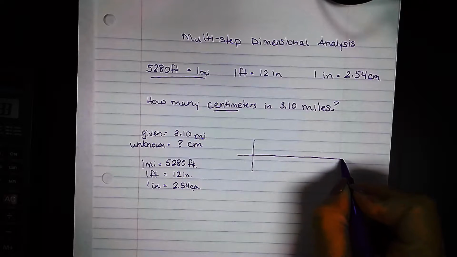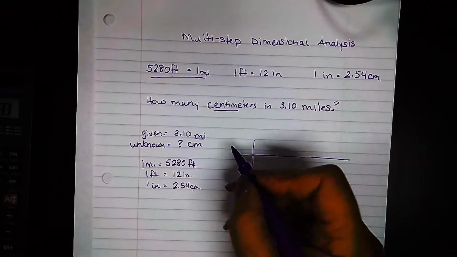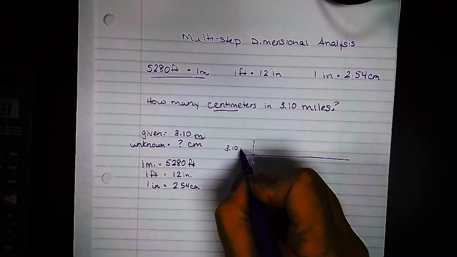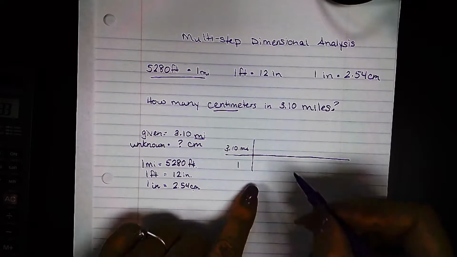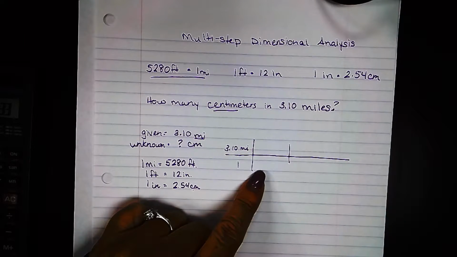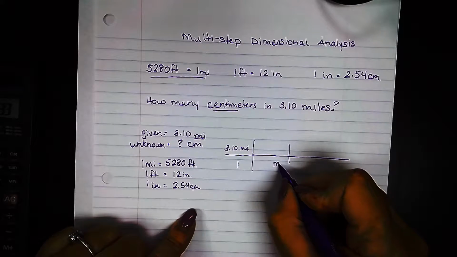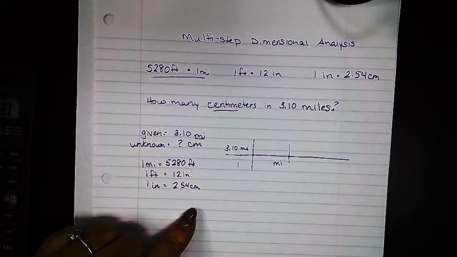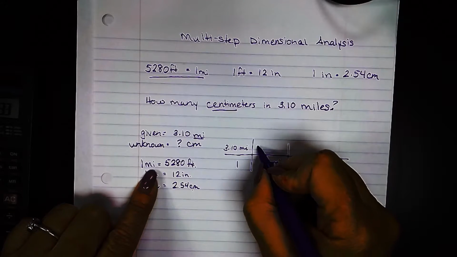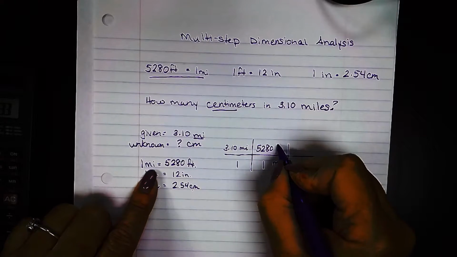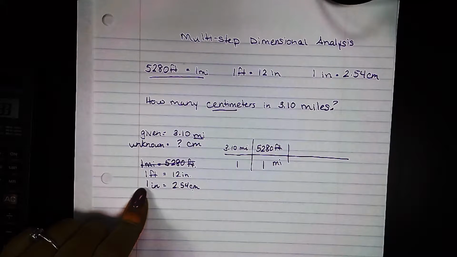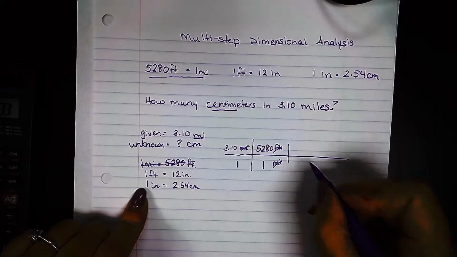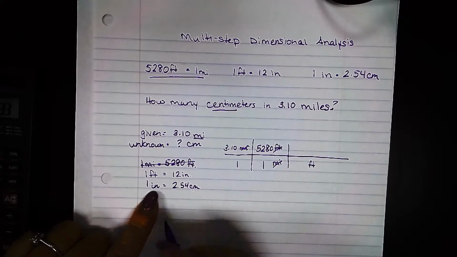All right. So as always, we're going to put our given up here, 3.10 miles, again over 1. Now, I have to put a conversion factor in here. We know that miles needs to go on the bottom so that miles cancels out. So 1 mile is equal to 5,280 feet. So now I've used this conversion factor, okay? Miles has canceled out. So now I need to cancel out feet. So feet are going to have to go down here.